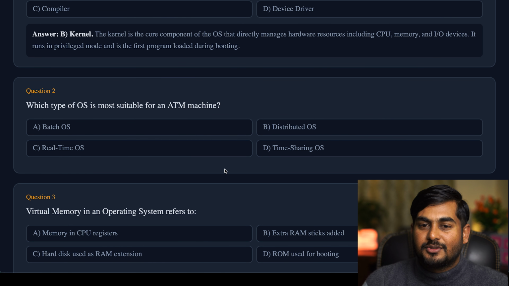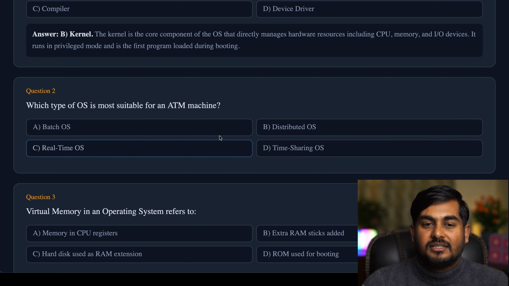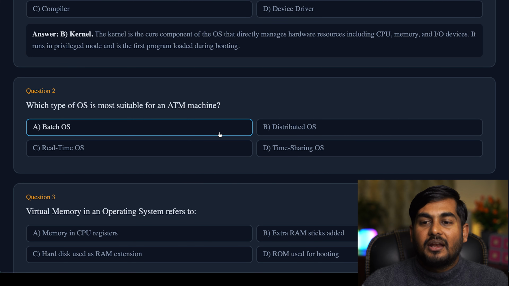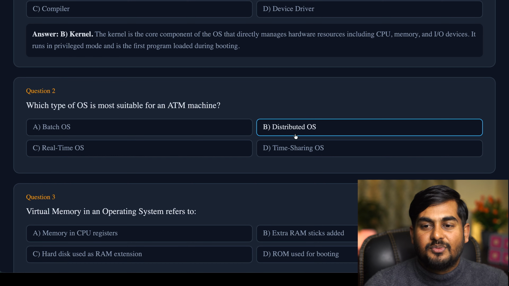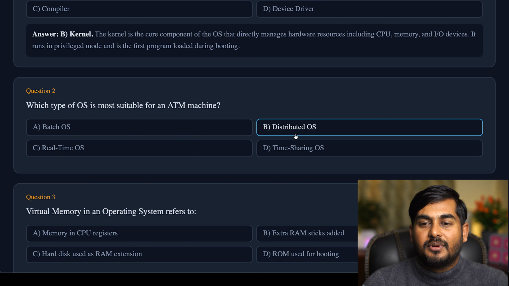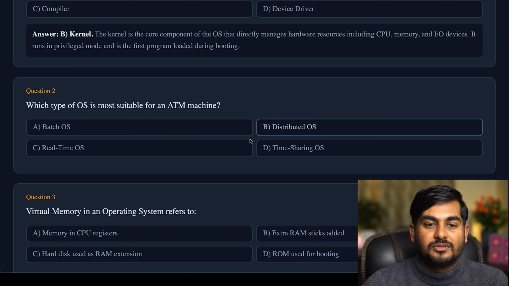First option is batch OS. As we have discussed, this is the early stage operating systems where there is no user interaction, and we know in ATM we need that. So option A is not an appropriate answer. Option B is distributed OS. So the distributed OS works in a cluster with multiple nodes, and in ATM it is not the scenario. So option B is also not an answer.